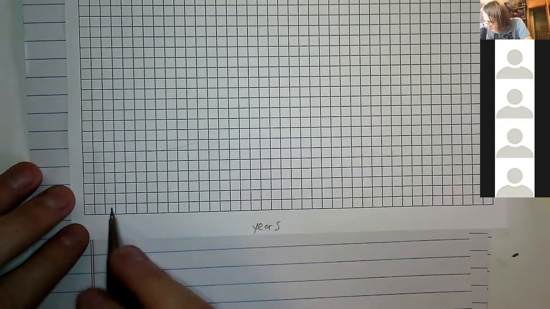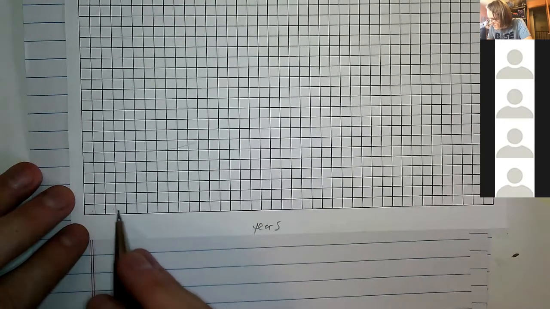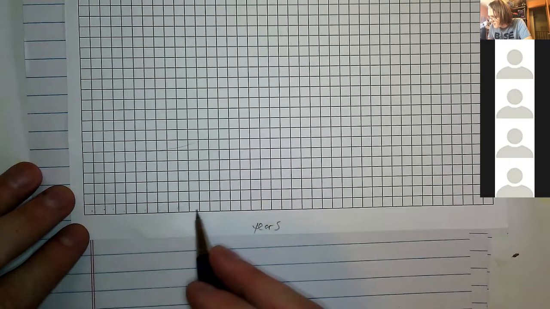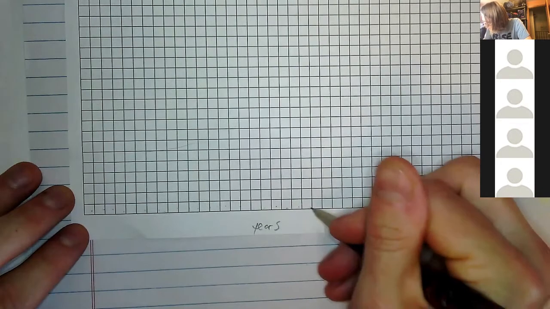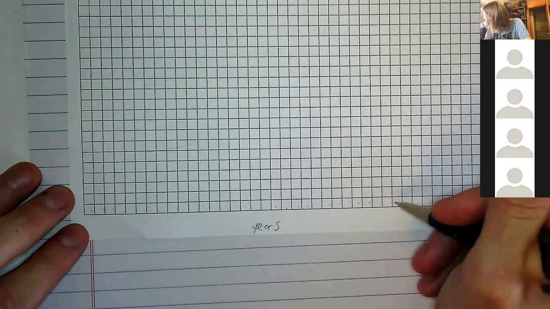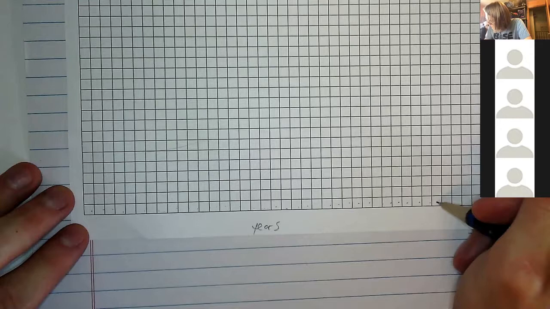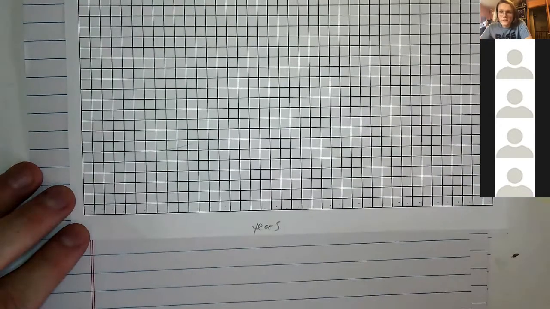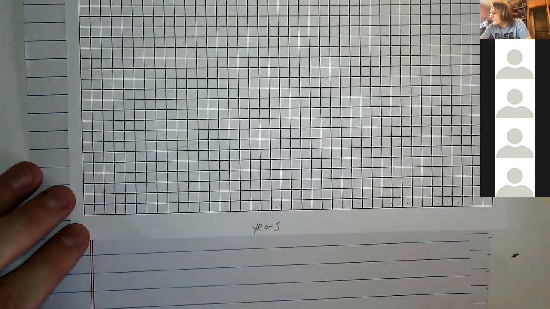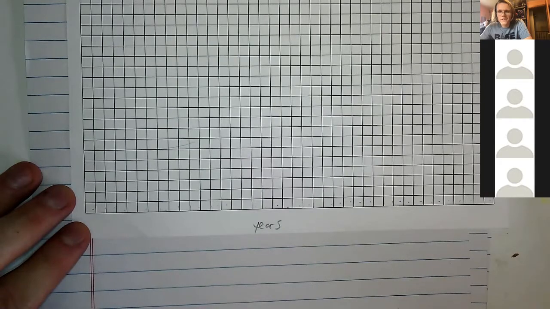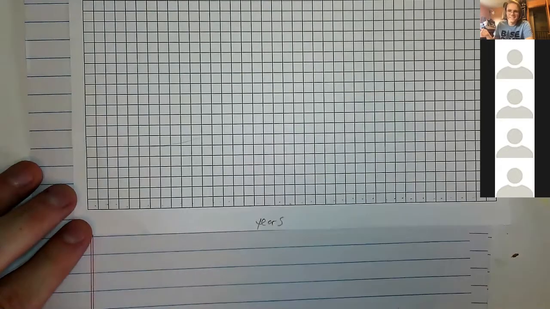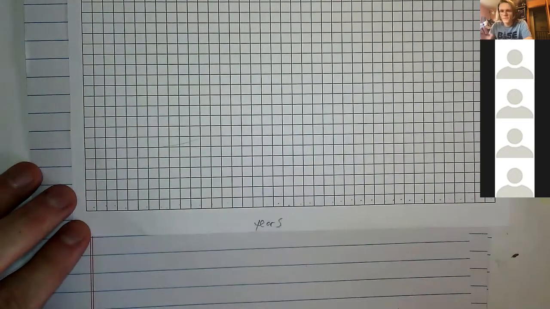How many boxes do I have? Counting them, I have 40 boxes. Good to know. If I have 12 things to plot and 40 boxes, if I skip every 3 boxes, that will kind of fill it. It's not perfect, but you want to fill the paper as best you can.